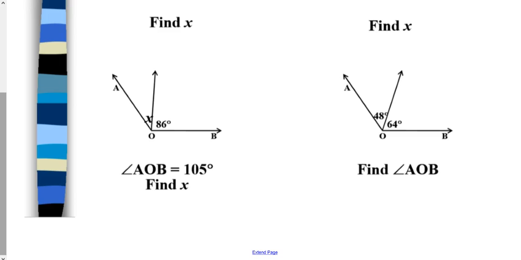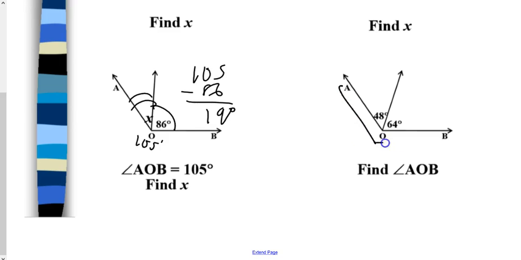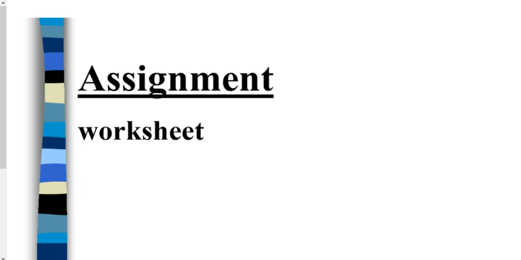Now this time we know that the overall angle here is 105. This part's 86. So this time we're going to do 105 minus 86, which is 19 degrees. And this time it wants us to find AOB, the overall, so we're just going to add 48 plus 64, because we have two parts, we're trying to find the whole, and that's 112 degrees. And that's it.